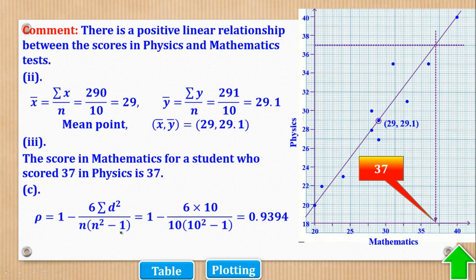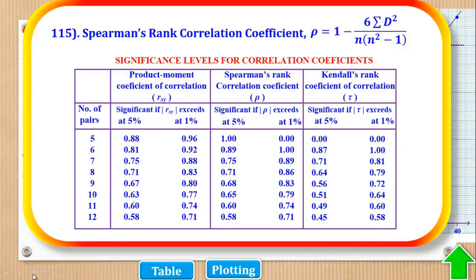Now to comment, you use this table. So first of all, n is 10. And to comment, we use either this or this. Now the calculated value is bigger than this at 5%, meaning it is significant. Because here they said significant if this exceeds. So the calculated value is bigger, so it is significant. Even here, it is bigger, so it is significant.